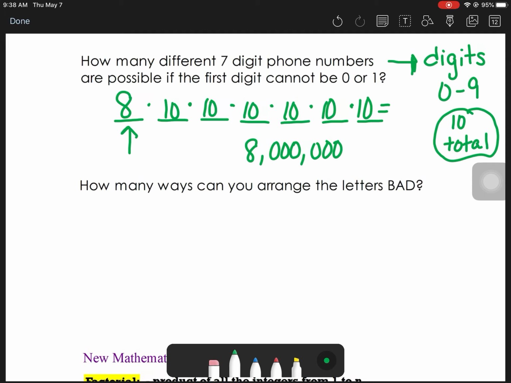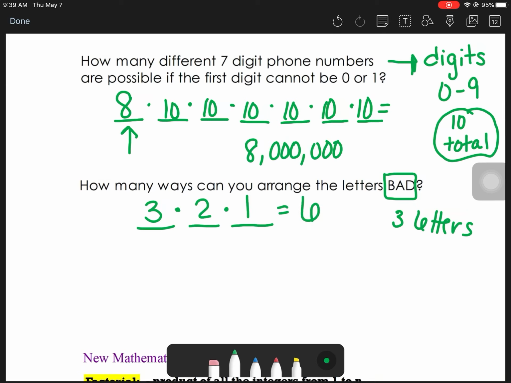Next, how many ways can we arrange the letters in the word bad? So in the letters bad, B-A-D, we have 3 letters. And how many ways can we arrange these 3 letters? Well, in the first blank, we would have 3 choices, either a B or an A or a D. Then depending on which one we picked, we would only have 2 choices in the next blank. And finally, we'd only have 1 letter left. So there would be 6 different ways that we could arrange the letters in the word bad.